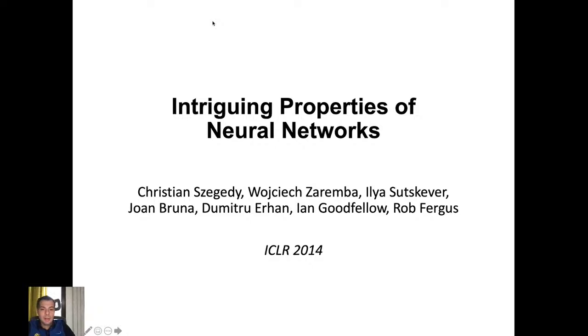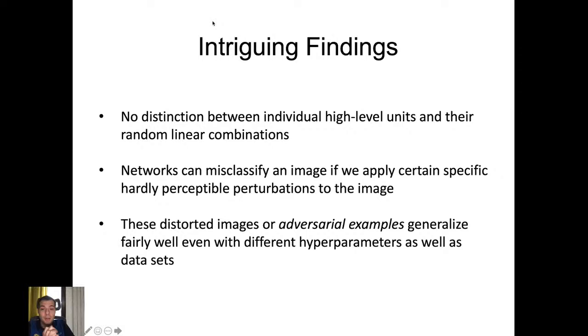This is an ICLR 2014 paper, and the title is Intriguing Properties of Neural Networks. In their paper they also found this problem with adversarial examples, but they also found other properties that seem to be intriguing. I'm going to go into details later and not explain them all here, so we can better understand them through the other slides.